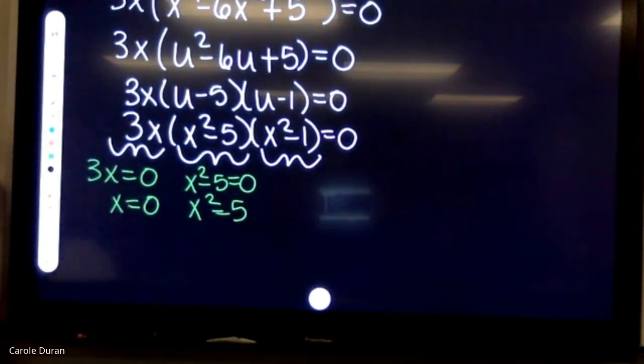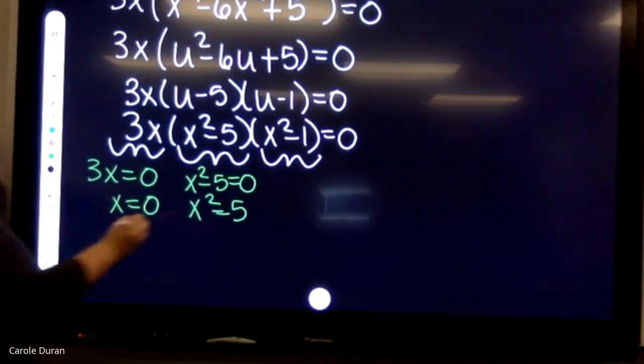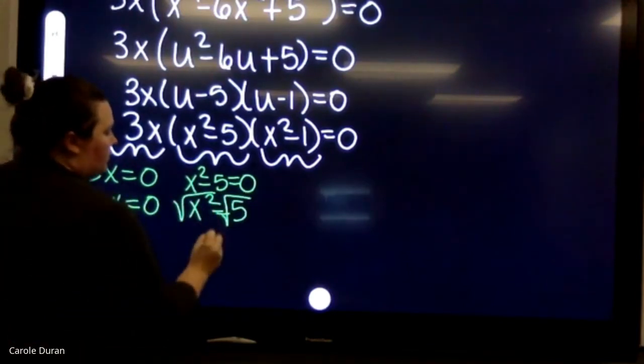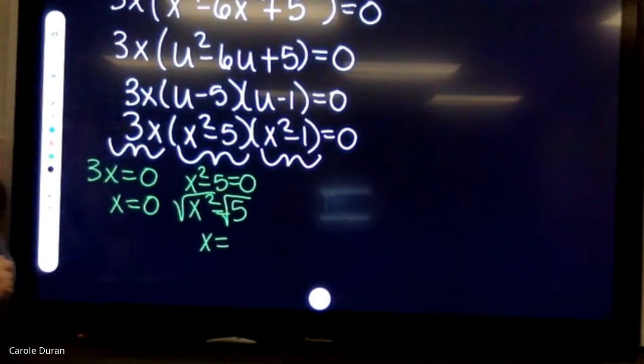And then what? How do I get x by itself? Square root both sides. What is the square root of 5? Can I take the square root of 5 and get a whole number? No, so we leave it as positive negative square root of 5.